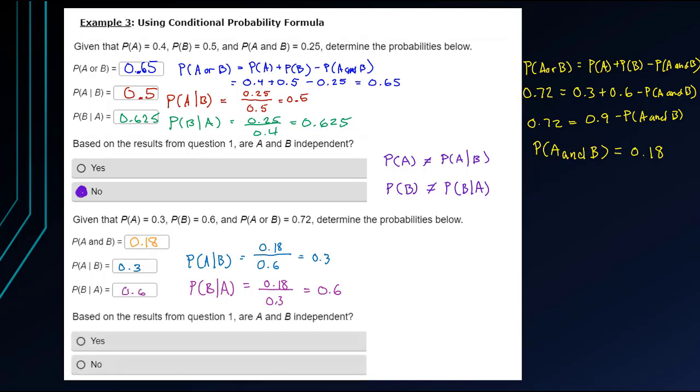And you're asked the same question, are they independent? Well, down here, if you look, the probability of A and the probability of A given B are both 0.3. So B had no effect on A. And the same thing, the probability of B and the probability of B given A are both 0.6. So A had no effect on B. And because these are equal to each other, they are, in fact, independent.